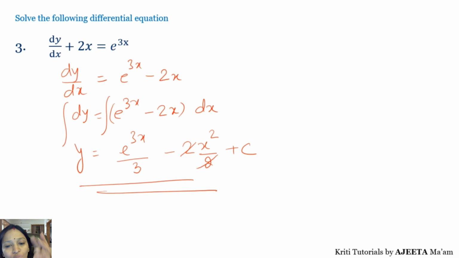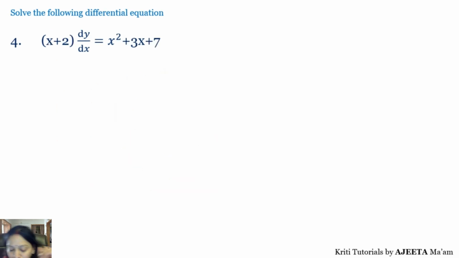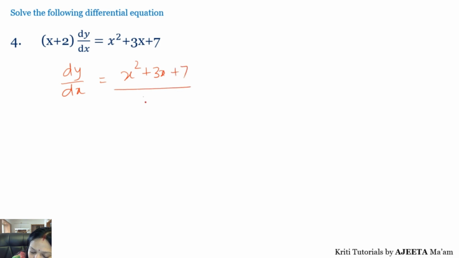Correct. So you only have to remember that functions of the same variable will be on the same side, along with dy and dx in multiplication with them. Clear? Now let's move on. Now this is x plus 2 dy by dx upon x square plus 3x plus 7. Let's separate it first. Clear? Now we will do the separation.